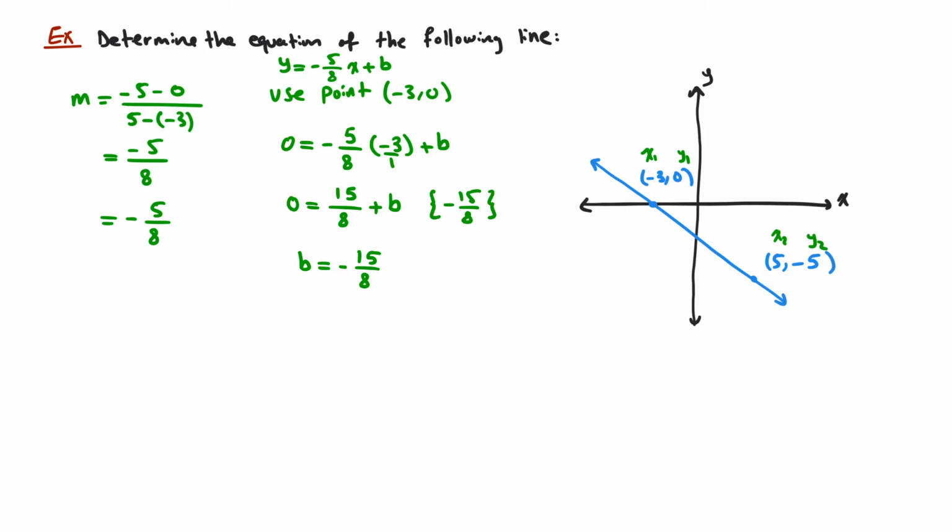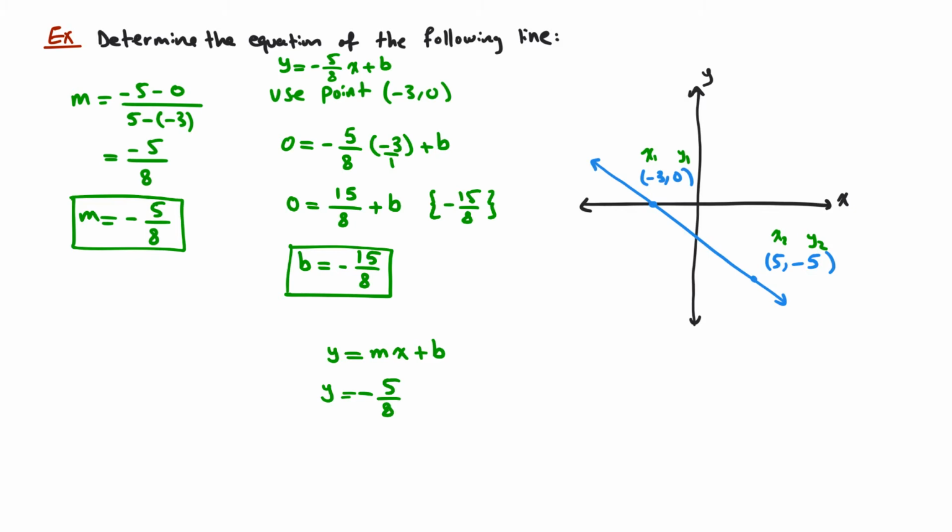Alright, once I have this, then I can write my equation. So I know m is negative 5 over 8. I know that b is equal to negative 15 over 8. So my final equation is mx plus b. I know that my m value is negative 5 over 8. And I know that my b value is negative 15 over 8. So instead of plus, I'll just write minus 15 over 8. And I can box my final answer.